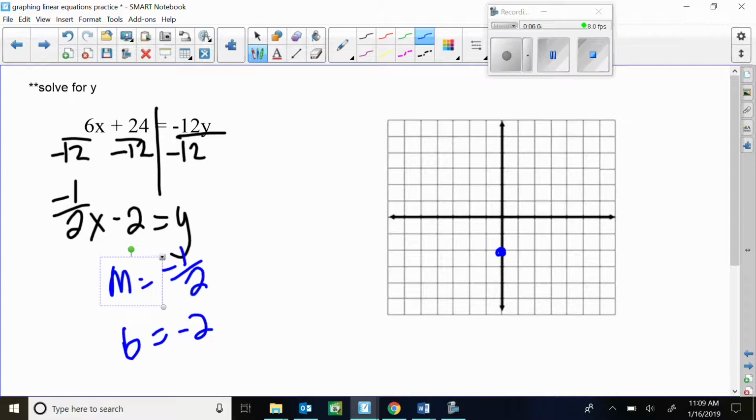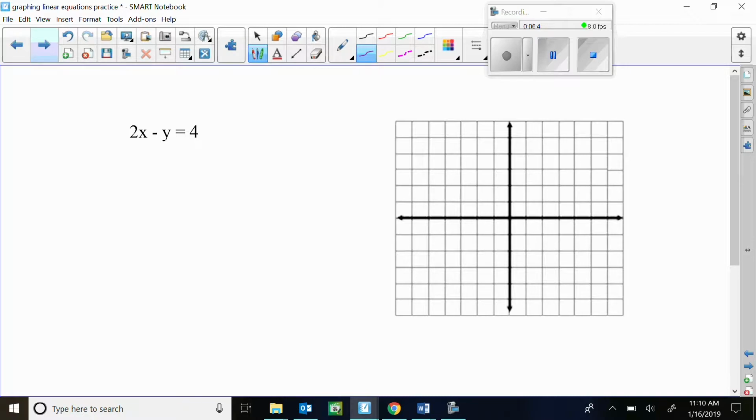My slope is negative 1 over 2. So if I go up, I'm going to go to the left 2. It's important to do these several times so you're able to have a really good straight line. Also important to use a straight edge. If I go down 1, I'm going to go to the right 2. And then I'm going to have a straight line. Of course, don't forget your arrows. Go ahead and pause this one and solve it, and then we will go over it.